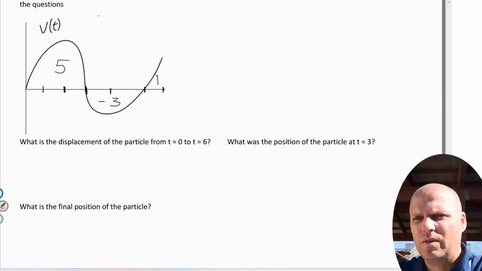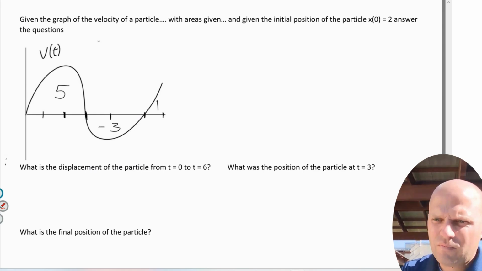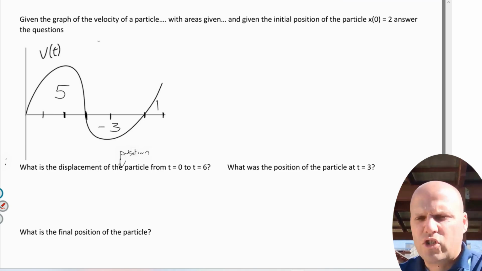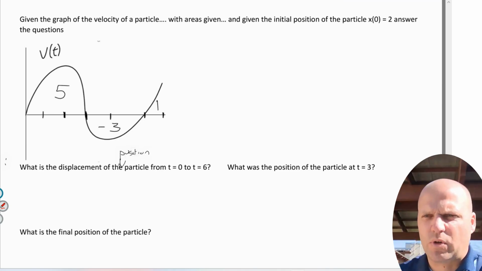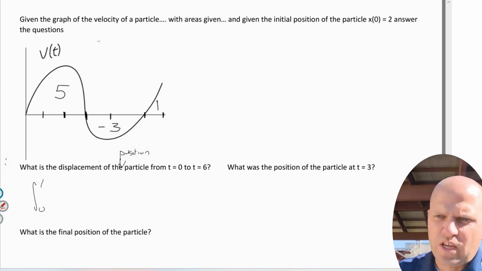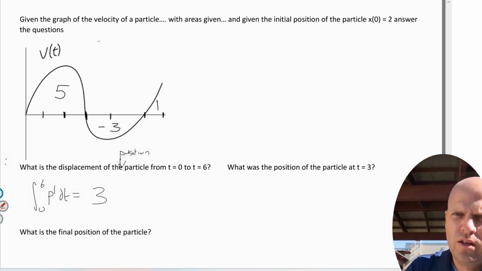And now I give you graphs of velocity with the accumulations. This is easy. What is the displacement of the position of the particle? How much does the particle change its position from 0 to 6? Well, it goes right 5, left 3, right 1. You could just think about it as accumulating all of your derivatives, and you get 3. So it ended up 3 to the right of where it started.